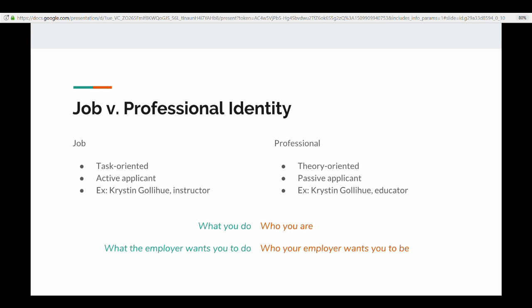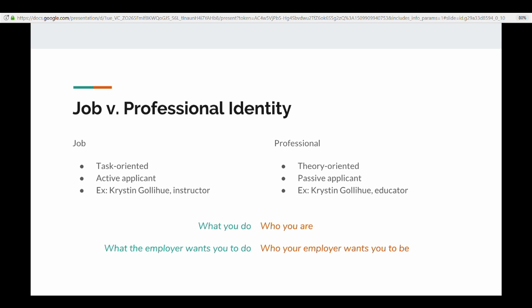It kind of has this umbrella effect, saying that, okay, Kristen Gollihue knows how to do the things an instructor does, but she also has kind of an identity, a theory lens to who she is and what she can bring to this company or this educational institution. More often than not, you will see people who aren't actively looking for jobs take on this identity. So this is where I say this is the passive applicant.